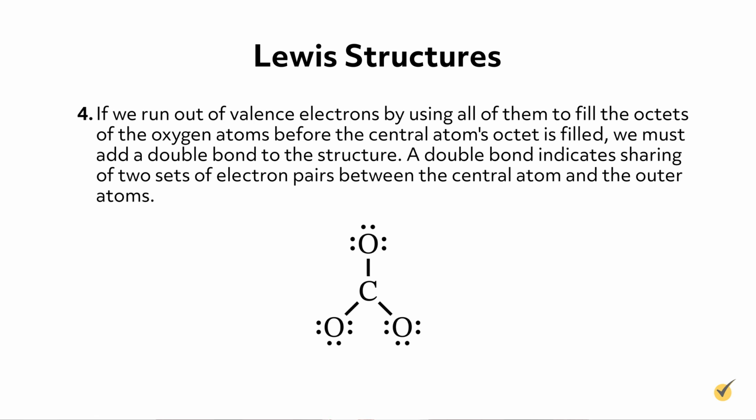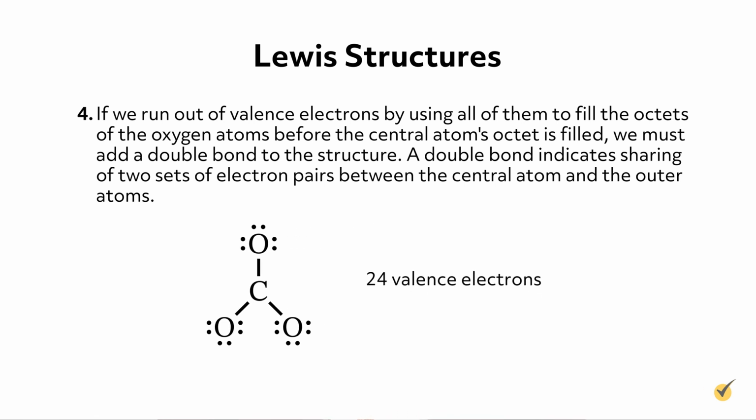For example, the carbonate ion has 24 valence electrons from step 1, and all of these are accounted for in filling the oxygen octets. Note on the structure that we have 3 sets of lone electron pairs around each oxygen and 1 single bond connecting to the carbon atom. This accounts for all 24 valence electrons, but the carbon octet isn't full because it only shares 2 electrons with each oxygen, as indicated by the single bonds.